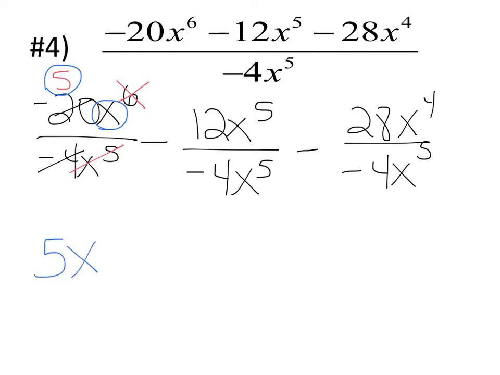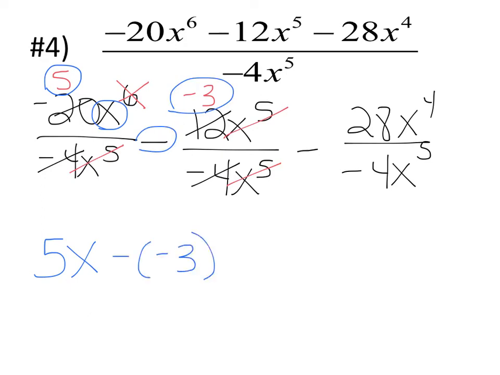Okay? So we have 12 divided by negative 4 is negative 3. And x to the 5th and x to the 5th cancel. So all you're left with is minus negative 3. Then over here we've got 28 divided by 4 is negative 7, negative 4, I'm sorry. And then all of these cancel all but one of these. So all you're left with is negative 7 over x. So this is going to be minus negative 7 over x.